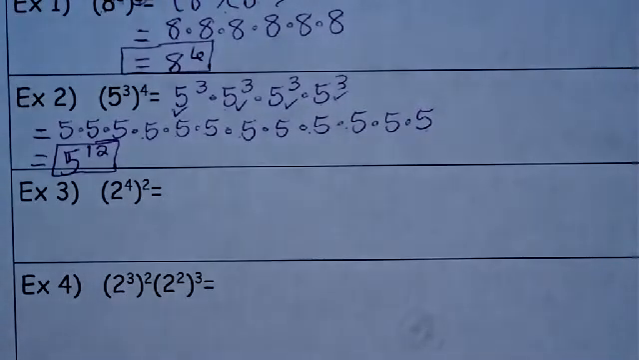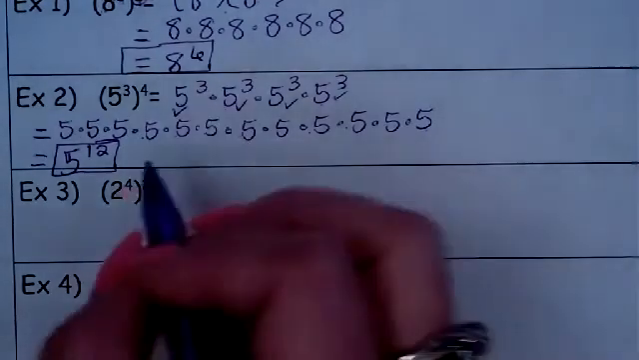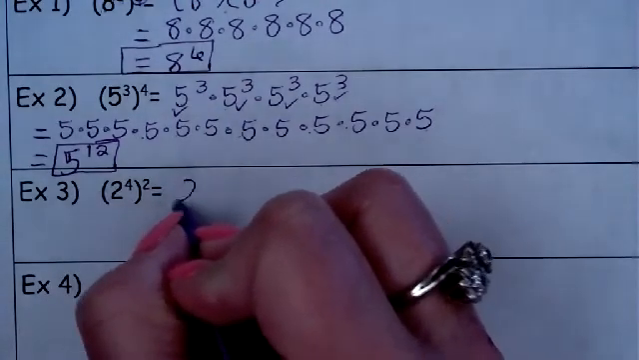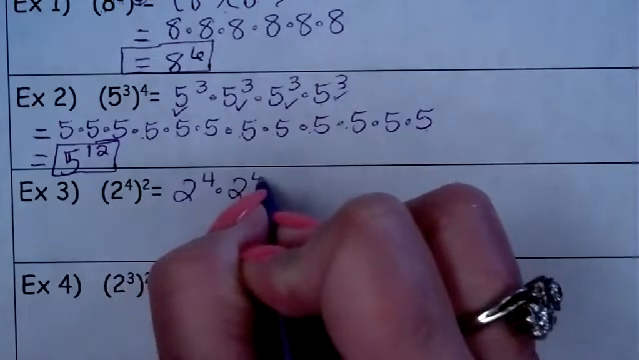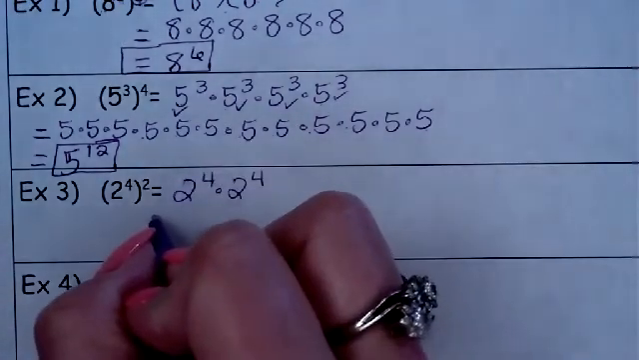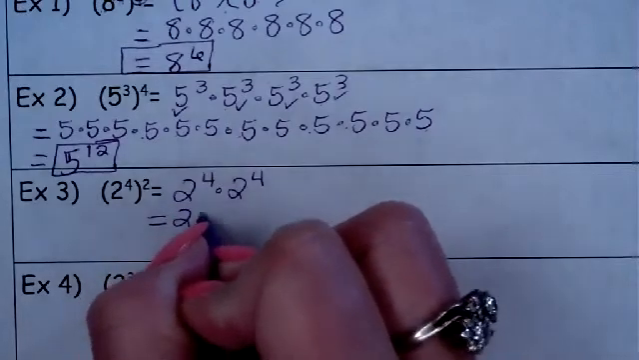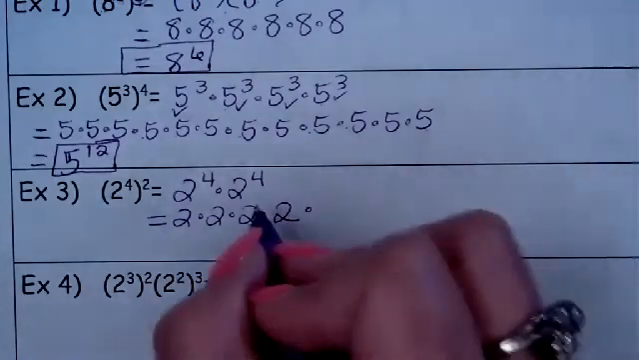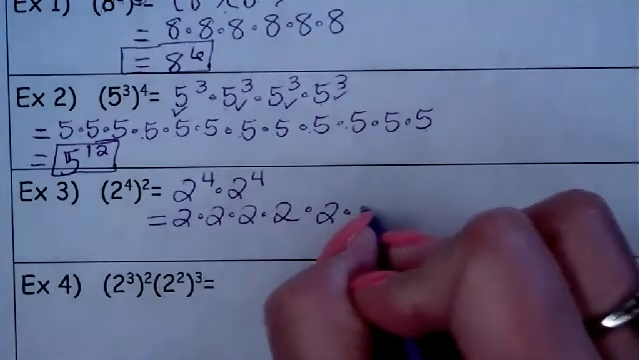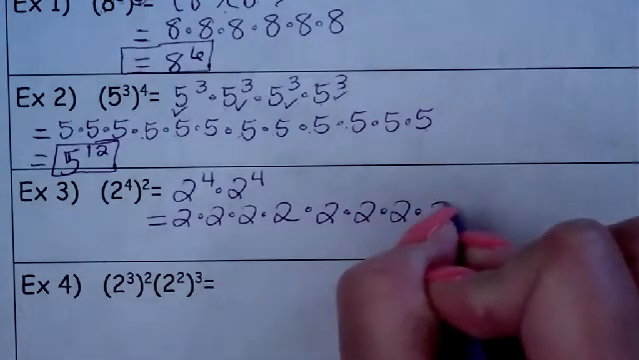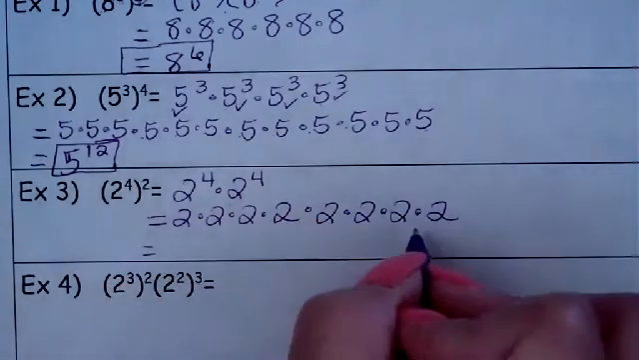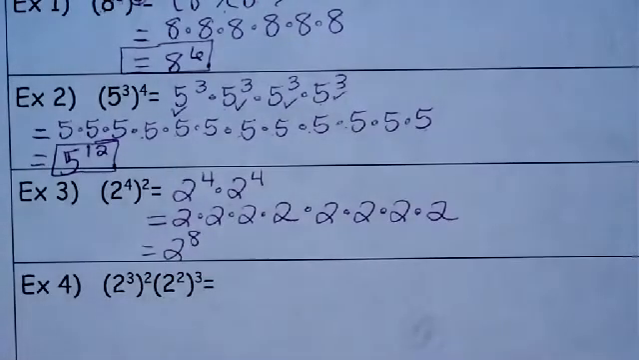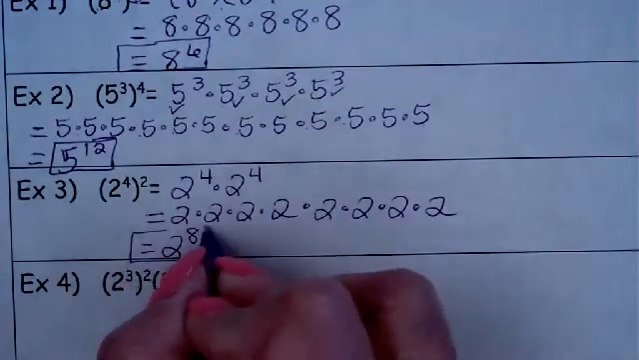Number 3, again, same problem, just different numbers. Okay, 2 to the 4th to the 2nd power. That 2 means to take 2 of those, 2 to the 4th. 1, 2 of those, copy and paste them. Then I'm going to expand it. 2 to the 4th is 1, 2, 3, 4 2s multiplied together. 2 to the 4th is 4 more. 1, 2, 3, 4. Now, if I count all those up, 1, 2, 3, 4, 5, 6, 7, 8, 2 to the 8th. Okay, and there we go.